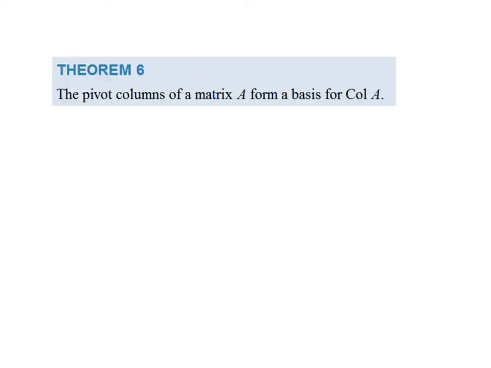Then those two examples generalize to theorem 6 that says the pivot columns of a matrix form a basis for its column space. Okay, so that just takes the 2 examples that we looked at and puts them in a general way. This proof is also in your book. I'm not going to do it in class, but I would encourage you to read it and understand the argument that it makes.